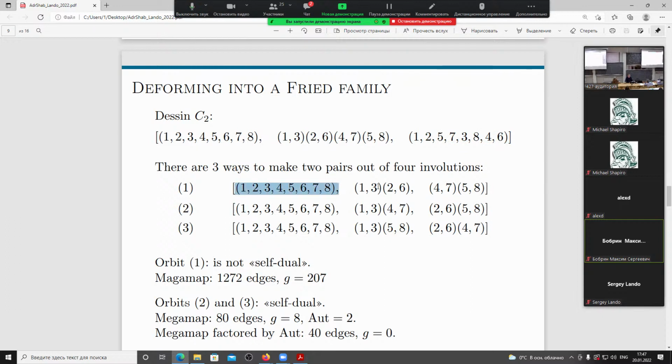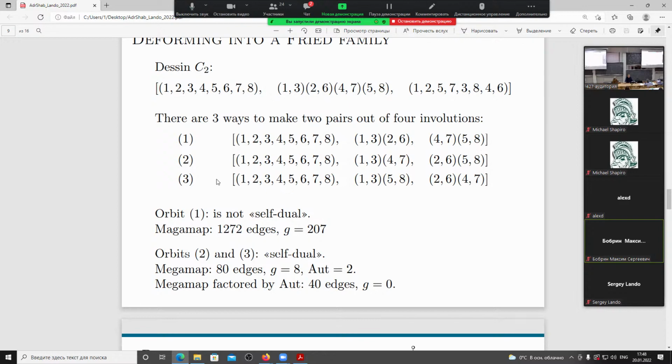But one of these candidates doesn't have the self-duality property. So it's not what we are looking for. The other 2 have the self-duality property, and that is what we want. Another observation is that this one which we are not looking for is rather huge. This is a graph with over 1,000 edges and of genus over 200.